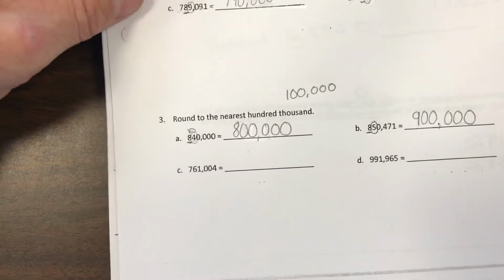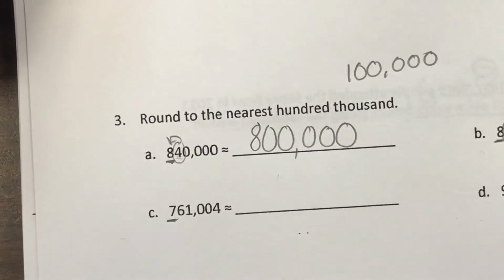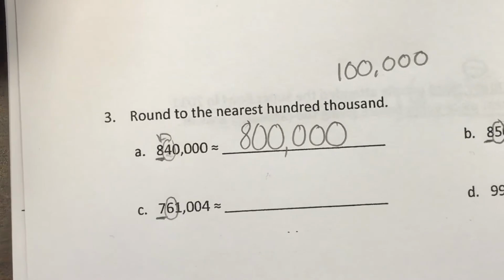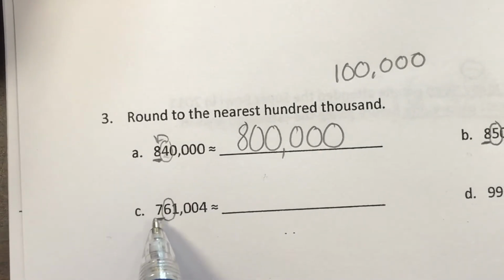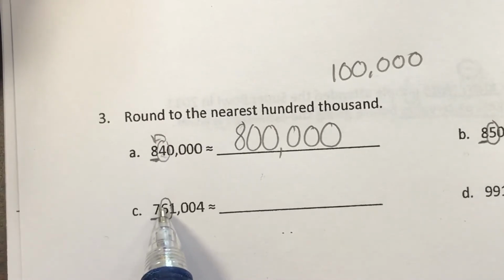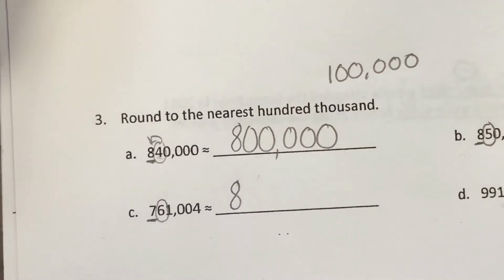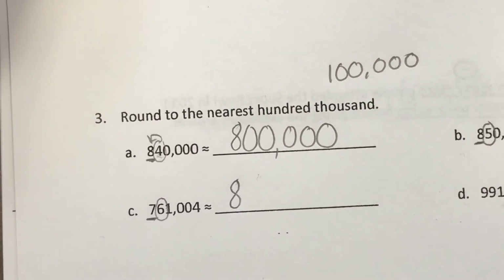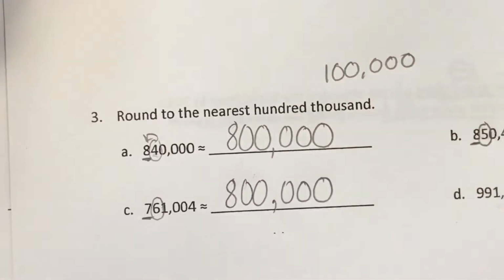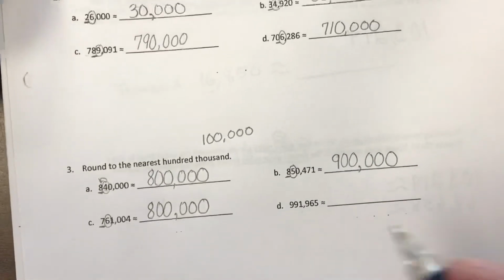All right, let's go to C. 761,000. So there's my 7. I circle that number to the right. Hopefully, with this strategy, guys, you've mastered this. You know how to find the place value we're going to. Circle the digit to the right. And the 6 is going to talk to the 7 and say to the 7, you can go up. I am bigger. So 761,004 is closer to 800,000. And again, look at all those zeros. 5 zeros.